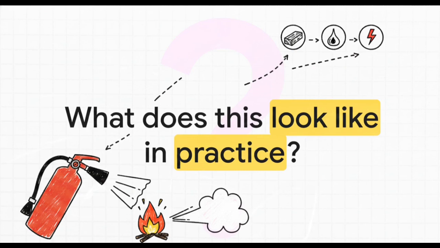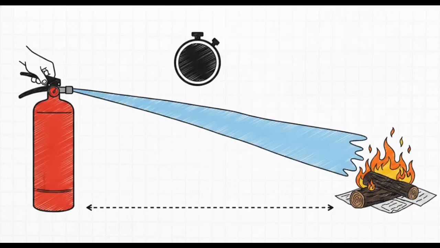So, we've got the anatomy, the fire classes, and the core operating procedures down. But what does this actually look like in practice? Let's bridge the gap between all this theory and reality and look at a concrete example of one of these units in action. Let's take the pressurized water extinguisher as our key example today.